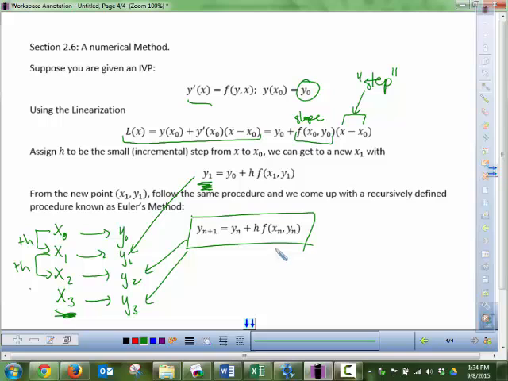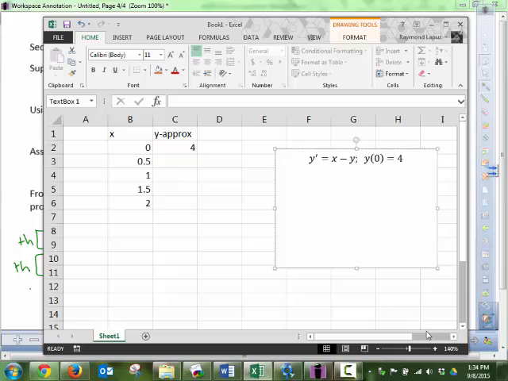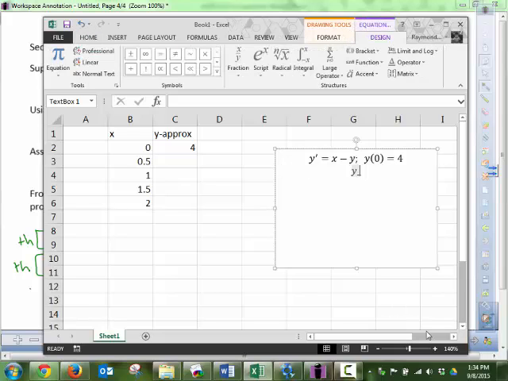And then let's copy this formula here. The formula is y sub n plus 1 is equal to y sub n plus h times the function, which is x minus y. But it's the function evaluated at not just a random x, but the previous x and the previous y.